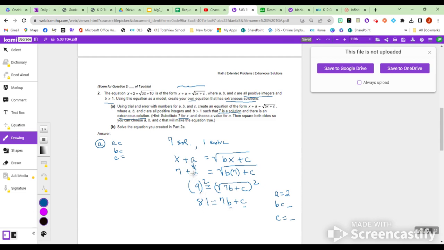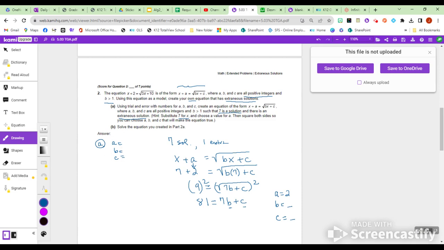Now, if you chose something other than 2 for your A, so for instance, if you chose 3 for your A, then you would get 7 plus 3, which is 10. And then you would square both sides and you would get 100. So your 7 times your B plus your C would have to give you 100. And then that would help you find your B and your C. Okay? So using this little bit of knowledge that I'm giving you, you're going to find your A, your B, and your C.